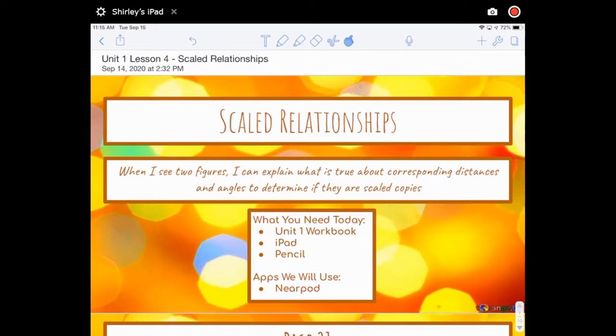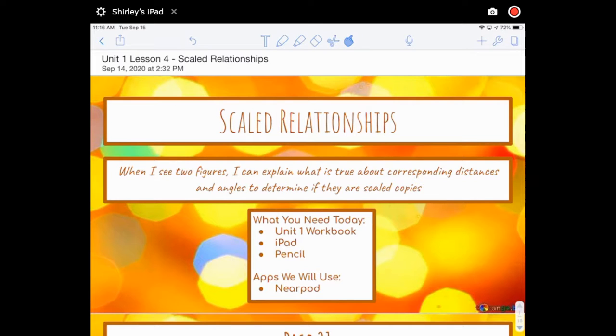As we wait for the rest of our class to join, I was explaining this to the few that were in here earlier. We are not going to go into Nearpod until later on in the lesson. I'm just going to share my iPad screen to show some examples so that those that are still a little bit confused on scale factors can see a solid process on how to find it. Then I'm going to send you a Nearpod link towards the end of class for you to complete something on your own.